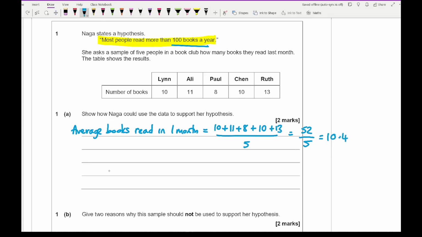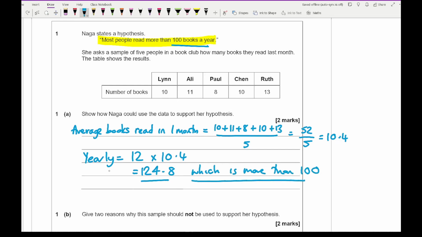So if that's the number read in 1 month, then the yearly amount is going to be 12 times 10.4. If I work that out, I get an answer of 124.8, which is more than 100. So this supports Naga's hypothesis.